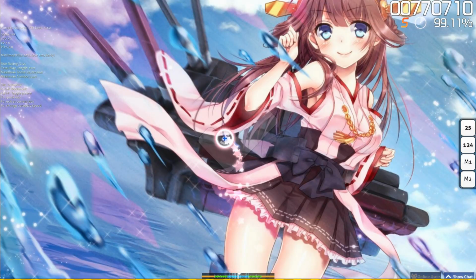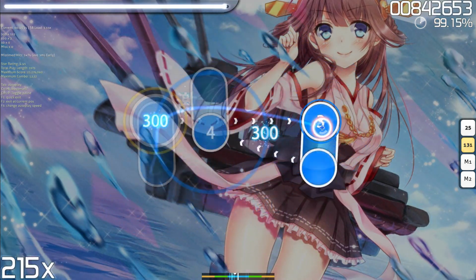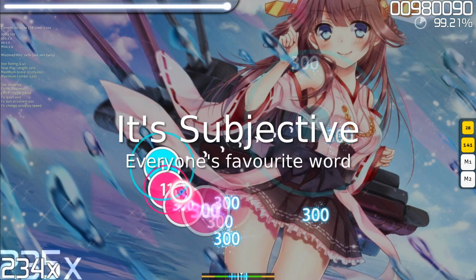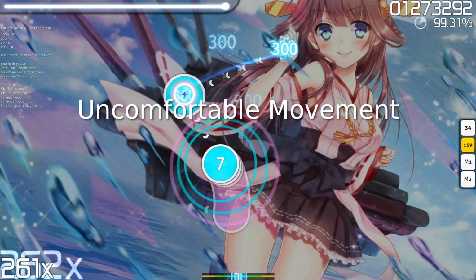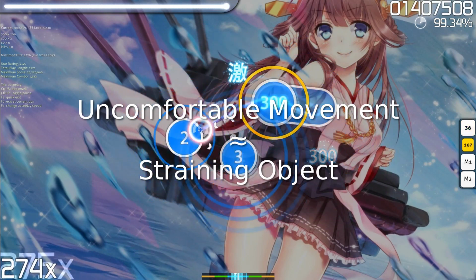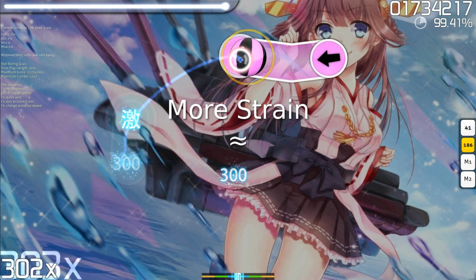Since strain has a lot of variables to it, it's unreasonable to give each note some sort of measurement of how straining it is. In other words, it's subjective. But it's clear to see how some objects would induce more strain than others. Basically, the more uncomfortable the movement, the more straining it is. Or if you prefer, objects with higher strain are more likely to give players RSI.